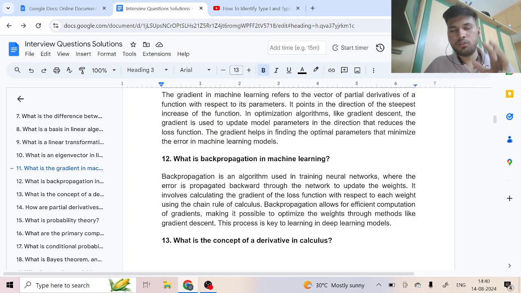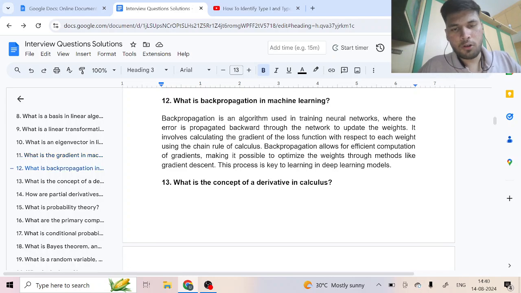This is called back propagation. Basically, the goal is to find the weights that minimize the loss function. So this is the concept of back propagation. I hope you got it.